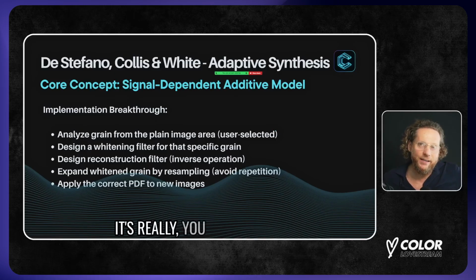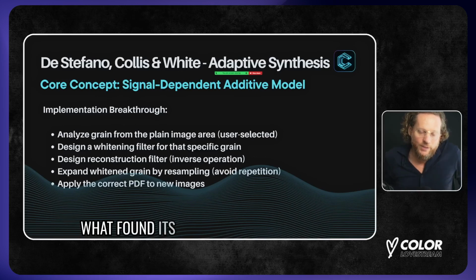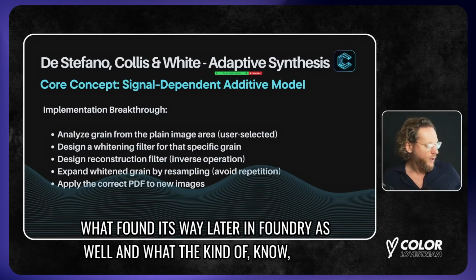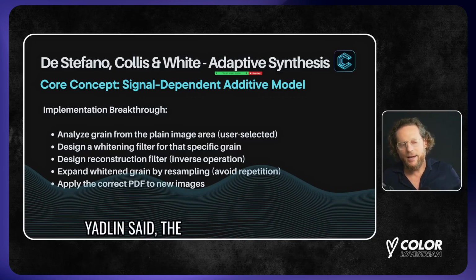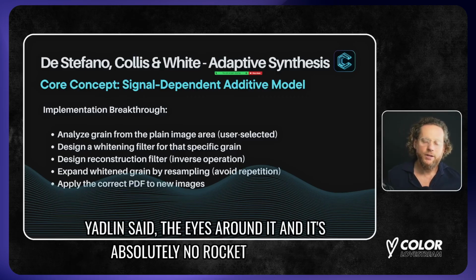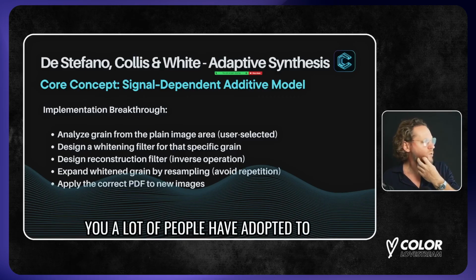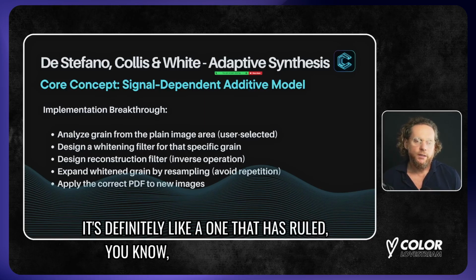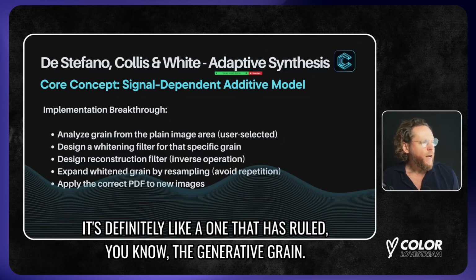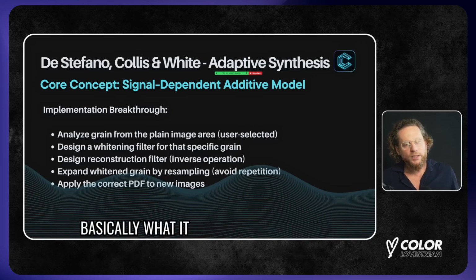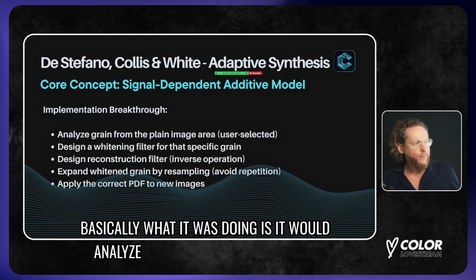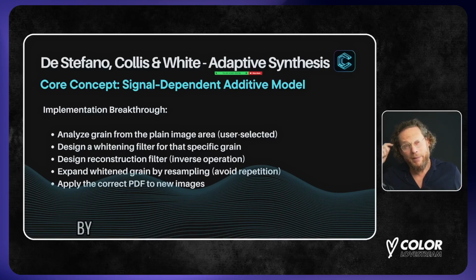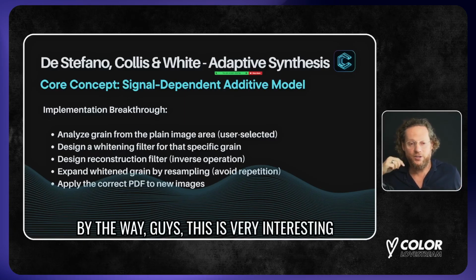It's really what found its way later into Foundry as well, and it's Steve Yadlin's idea around it, and it's absolutely no rocket science. A lot of people have adapted it. It's definitely the one that has ruled generative grain. Basically, what it was doing is it would analyze a grain from a flat area. By the way, guys, this is very interesting for you to know.